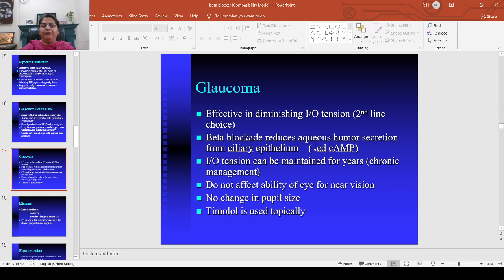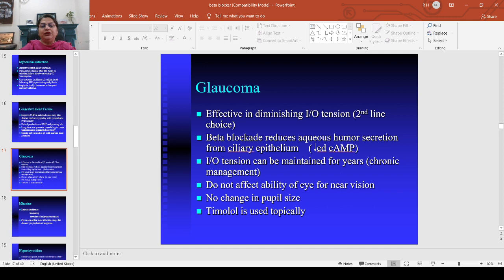In glaucoma, Timolol is used topically. It is effective in diminishing the intraocular tension. In glaucoma, it is the second line drug of choice. The beta blockade reduces the aqueous humor secretion from the ciliary epithelium by decreasing the cyclic AMP.